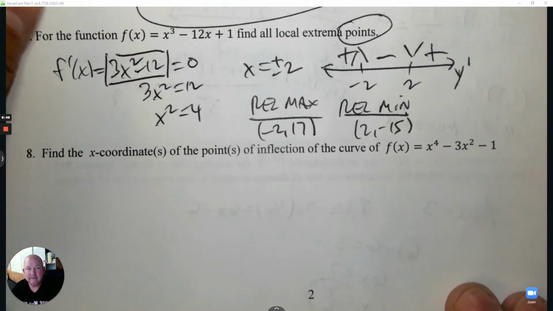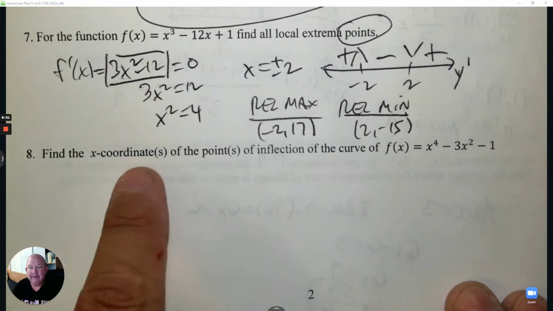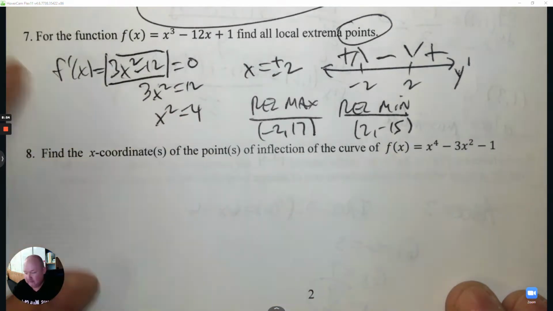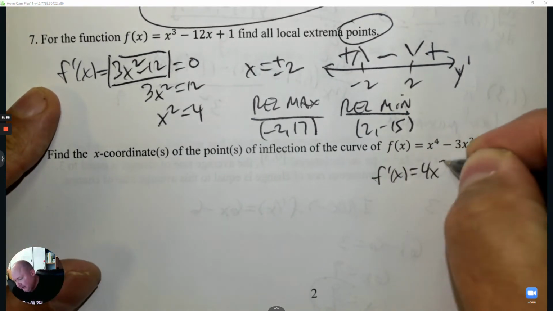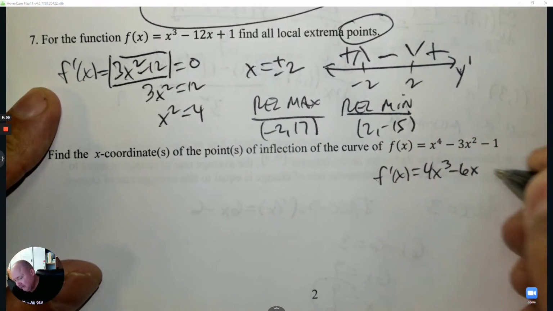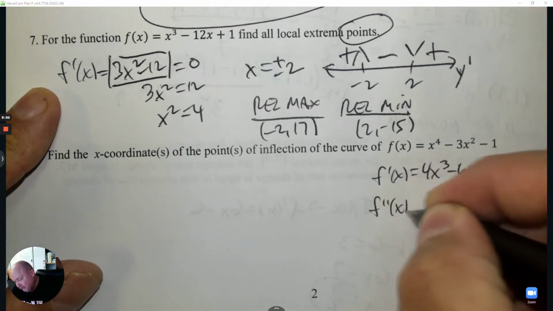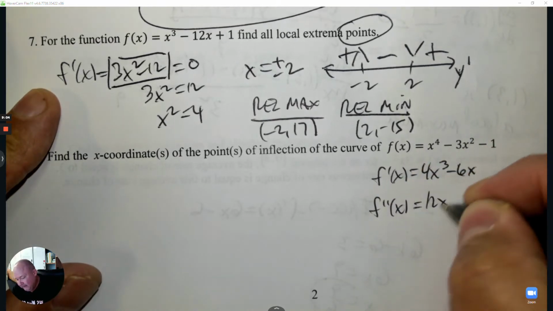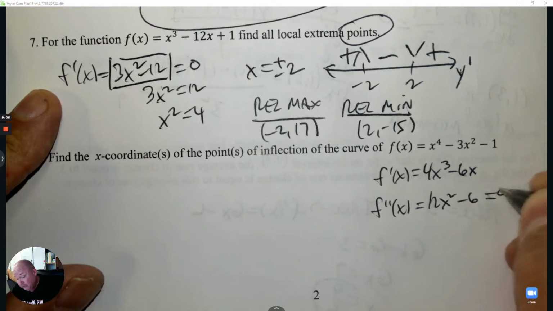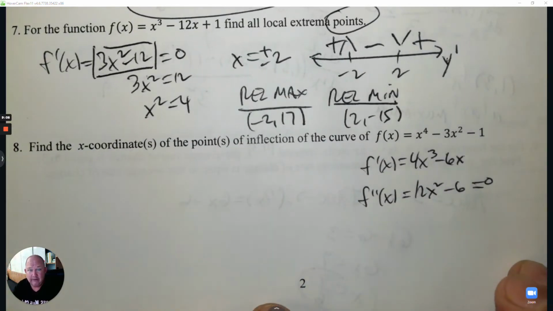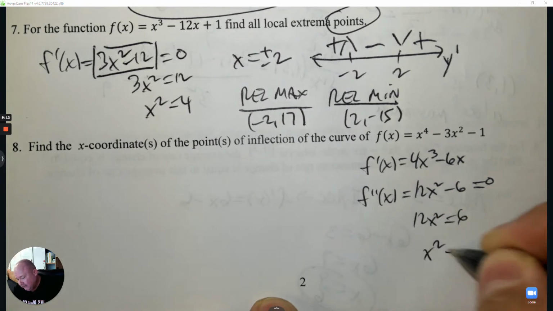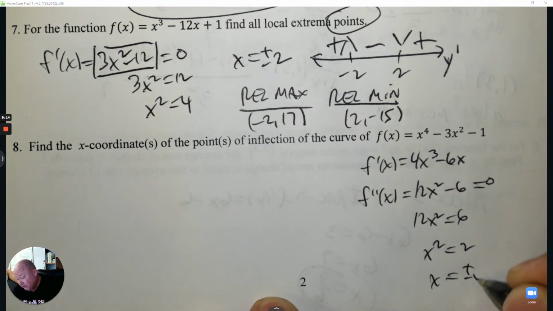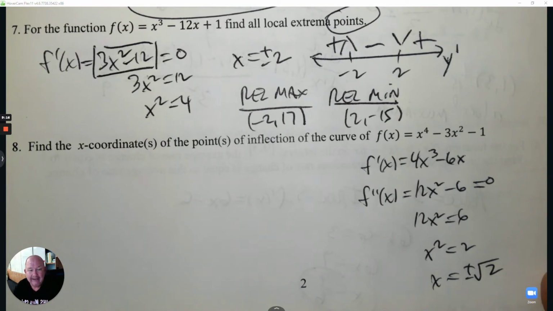All right, next one. Find the x-coordinates of the point of inflection. So that's the second derivative. So the first derivative is 4x cubed minus 6x. And the second derivative is 12x squared minus 6 equal to 0. I need to find the critical numbers of the second derivative. So I'm going to add 6, and I'm going to divide by 12, and I'm going to square root. So it's positive and negative root 2.